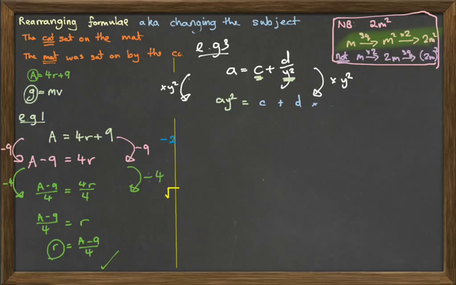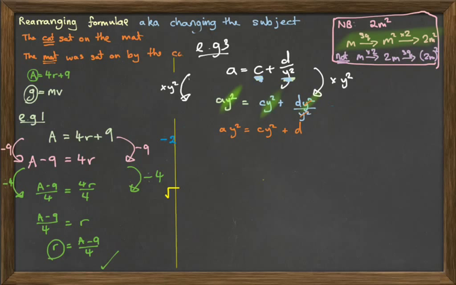If I multiply the c by y squared, I get cy squared. If I multiply the d over y squared, I could write this as dy squared over y squared. Okay? Notice how all terms have been multiplied by y squared. You've got ay squared is equal to cy squared plus dy squared over y squared. Okay, the y squareds cancel here and here, so I could rewrite this as ay squared is equal to cy squared plus d. Okay, this is where it gets complicated because you've got y squareds on both sides now.